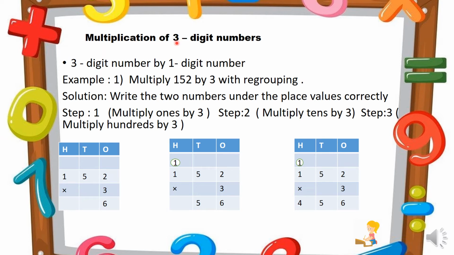Multiplication by 3-digit numbers. Multiplication of a 3-digit number by a 1-digit number. How to do this? First example, multiply 152 by 3 with regrouping. First you have to write the given numbers under the place values correctly. The given data is 152. It is the multiplicand and 3 is the multiplier.